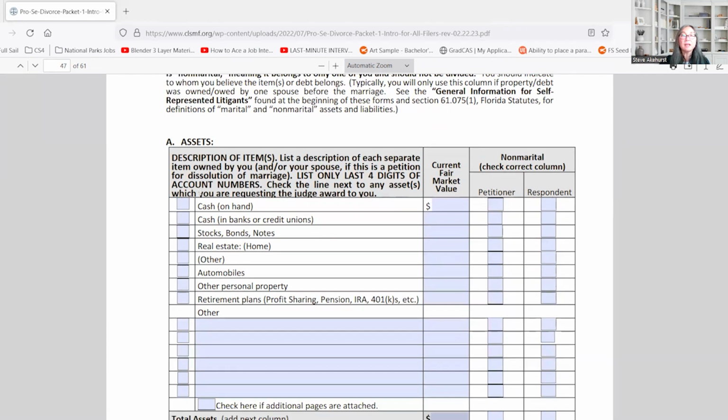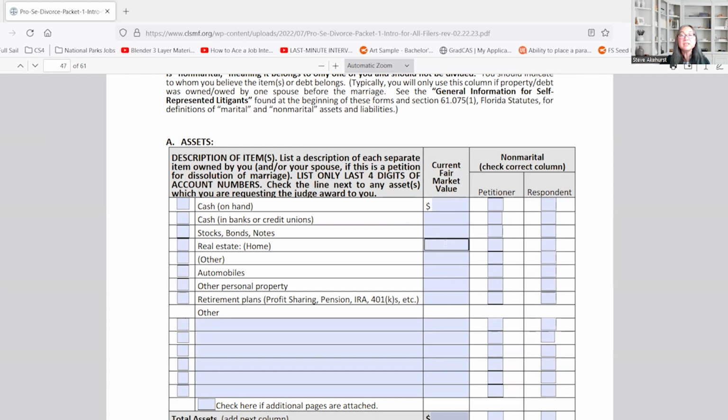So these are the types of assets you have to list. There are other spaces you could list. So cash on hand, whatever you have in your pocket right now, any cash in your bank account, any stocks and bonds. Again, if you had stocks before you got married, that should not convert from non-marital to marital. But again, if you bought more while you were married, there are some parts of it that may be considered marital assets. So just be aware of that.